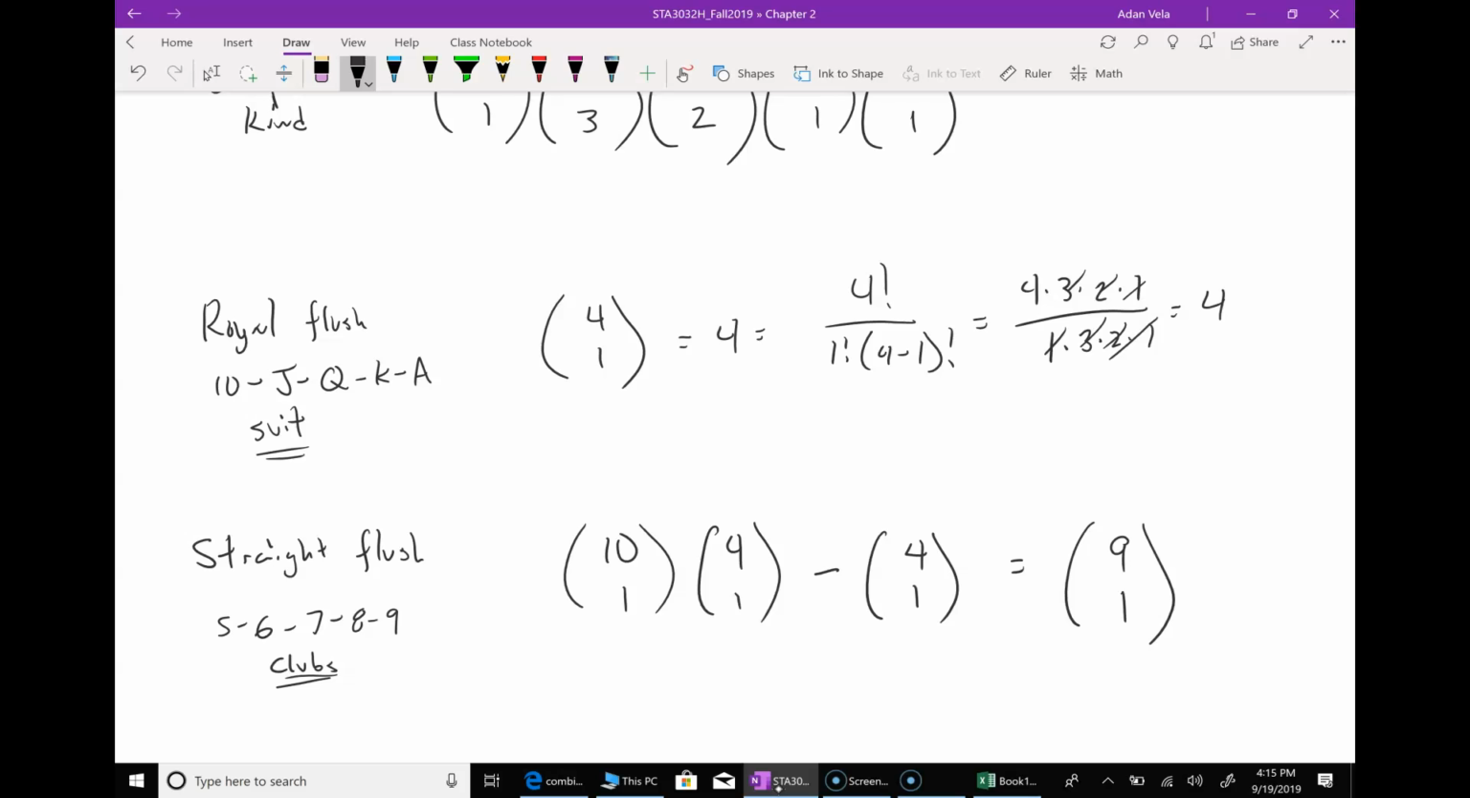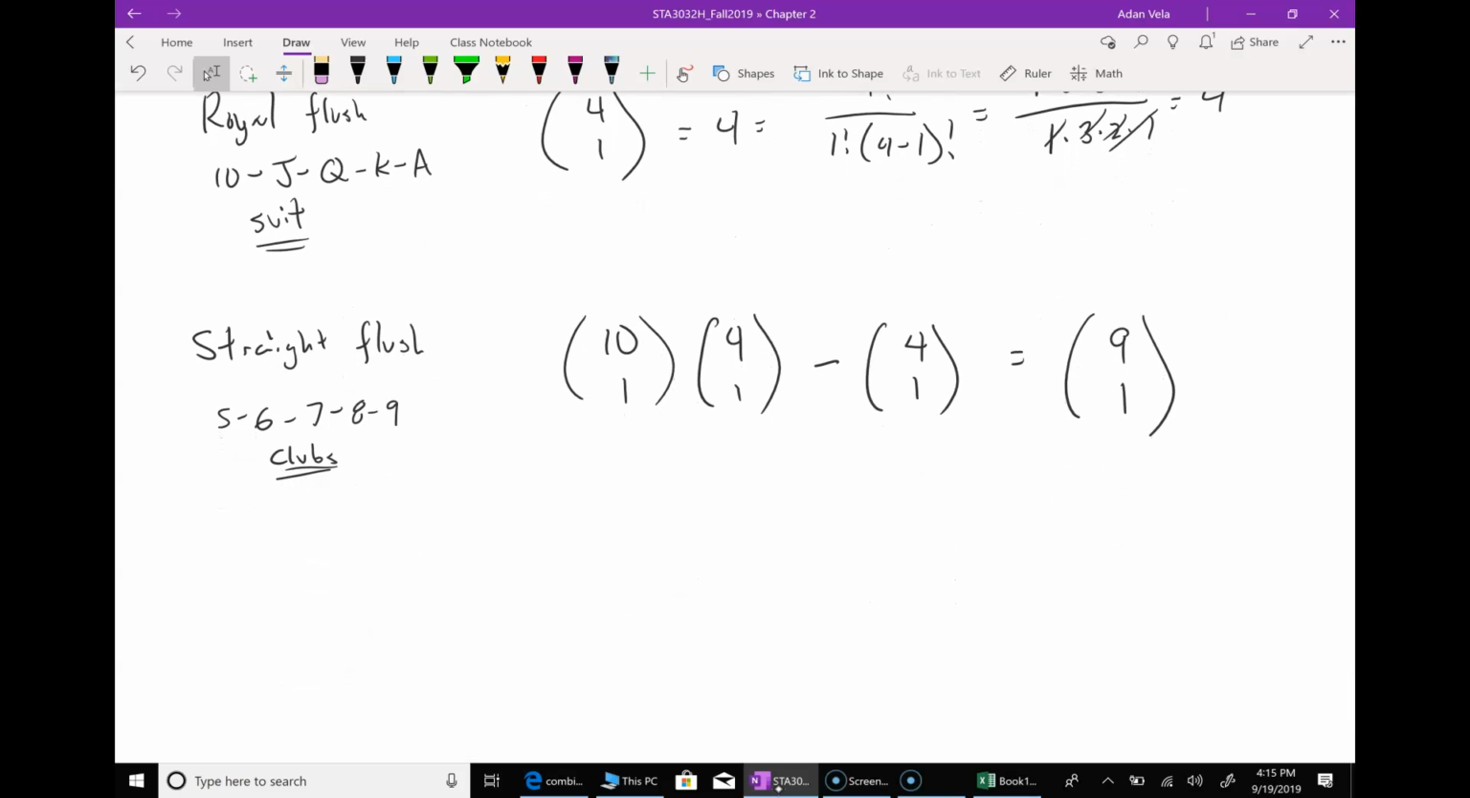So take a look at the remaining ones. I think the more interesting ones are the full house, which is pretty cool, and a flush, which I think is a little bit interesting. So definitely take a look at the full house and make sure that you can calculate it on your own. If you can calculate it on your own, then you're doing pretty good, I think.